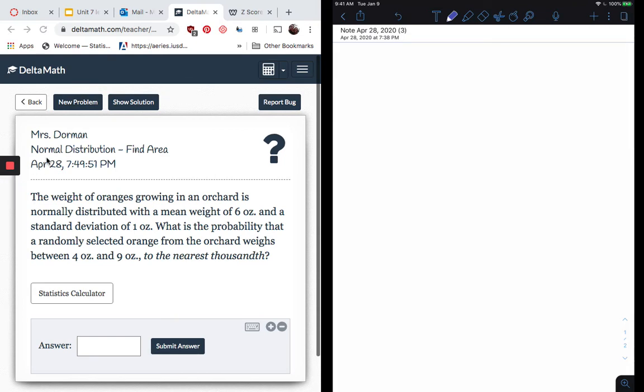Okay, so the weights of oranges growing in an orchard is normally distributed with a mean weight of 6 and a standard deviation of 1. And then we want from 4 to 9 ounces. So I'm going to draw my normal distribution. 6 is in the middle, and I want from 4 to 9. And actually, it looks like we could probably use the empirical rule for this. Let's see. Let's get these z-scores.